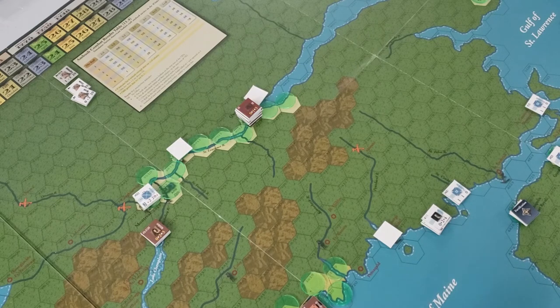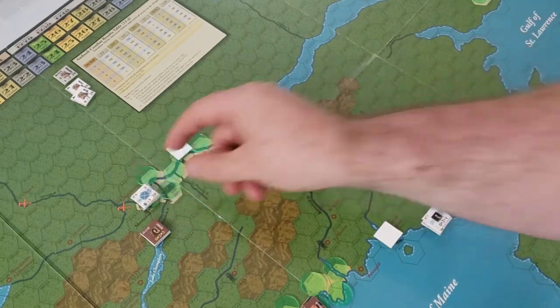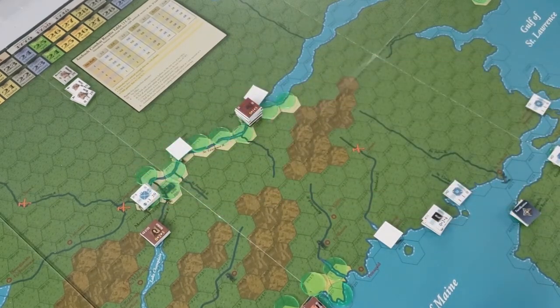And technically, I guess, they do get a step reinforcement here. Yeah, that is interesting. They do get that, at least, of provincials. So it's sort of the last remnant in the north for the French.